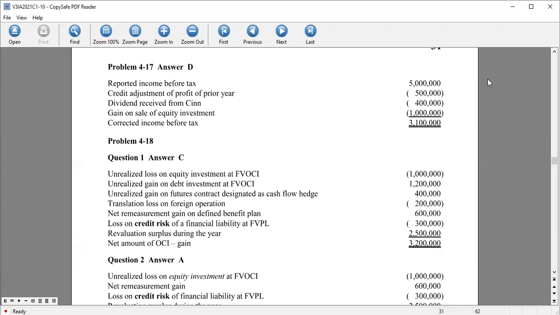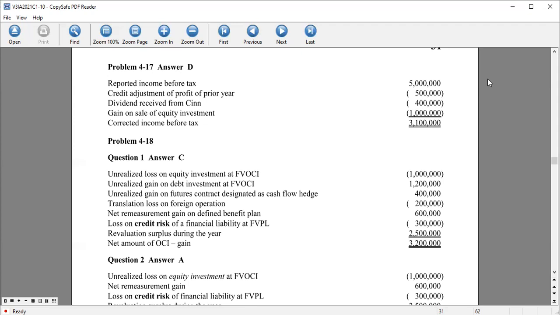Then we go to number 18. Number 18, the question is, what amount should be reported as other comprehensive income for the current year? And number 2, what should be reported as other comprehensive income to be reclassified to retained earnings. And 3, what amount should be reported as comprehensive income for the current year.